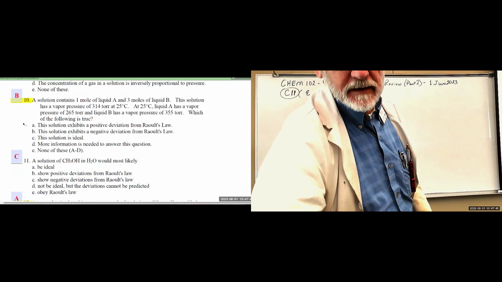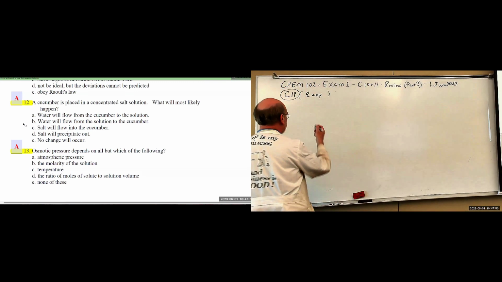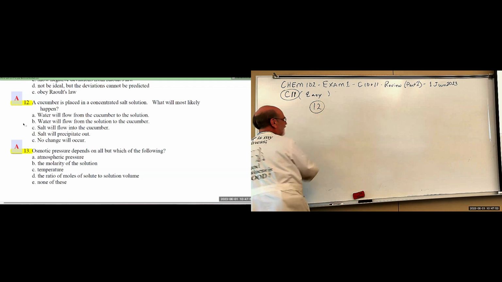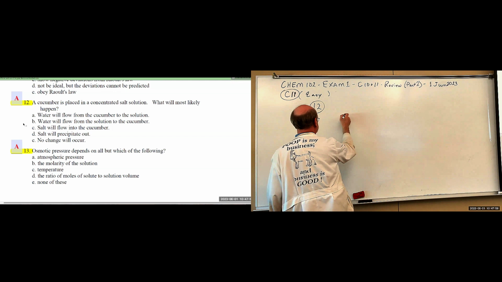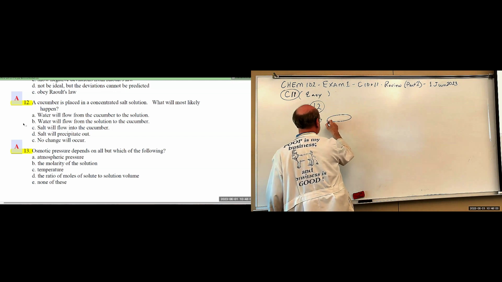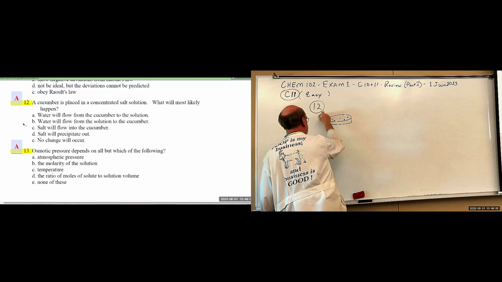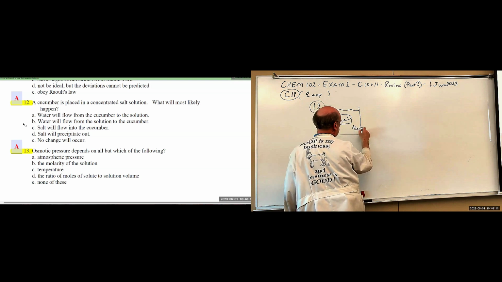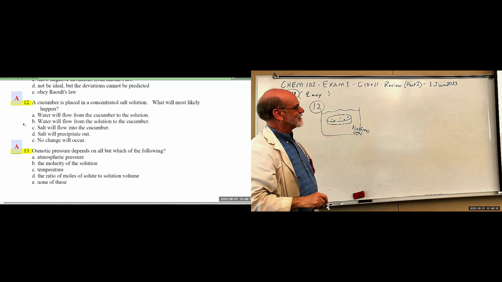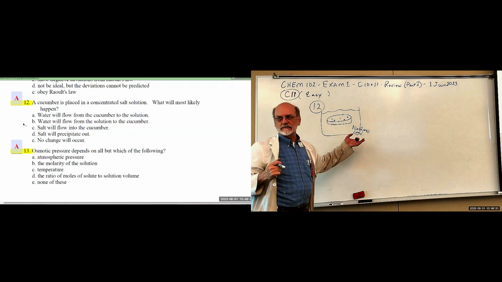That was 10. We're still easy, aren't we? Okay, 12. A cucumber is placed in a concentrated salt solution. Cucumber, gotta have some seeds in it. There's our cucumber, and we place it in, let's just say, concentrated sodium chloride. What will most likely happen?